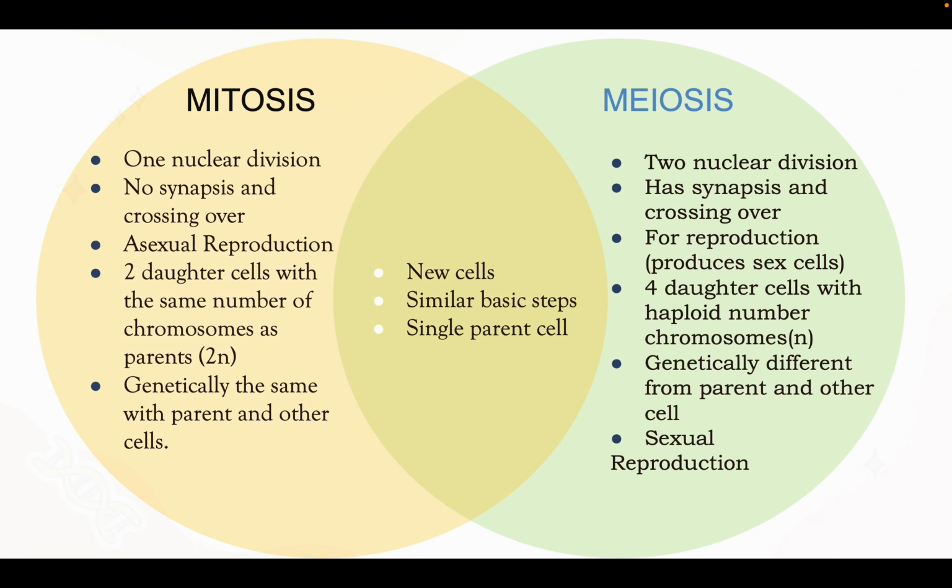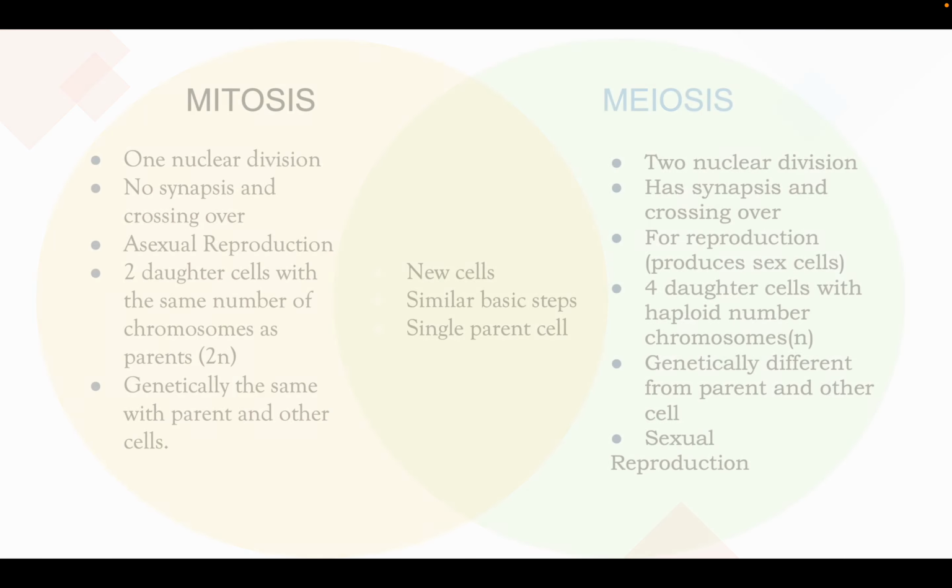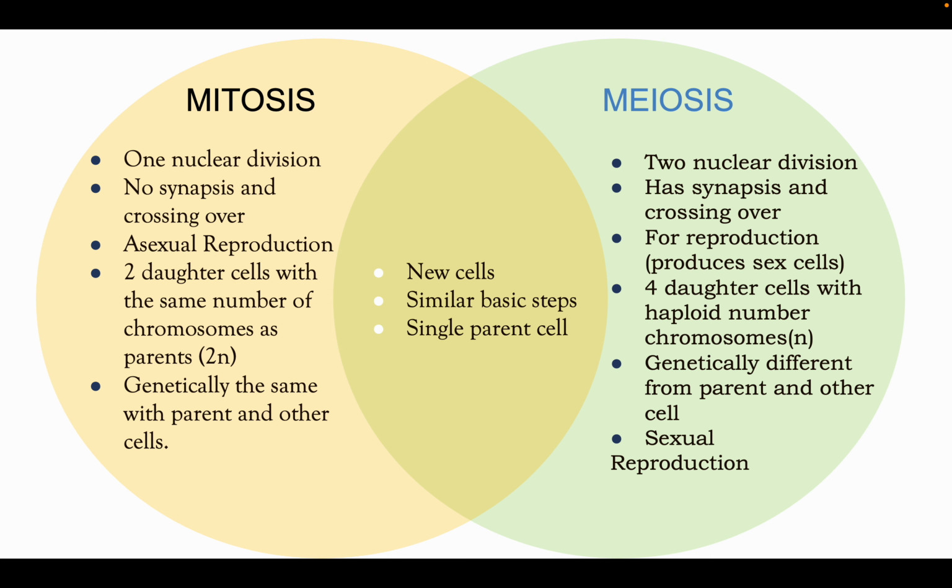So here, we can see a Venn diagram that compares mitosis and meiosis, the difference between them. Okay? So what is now the difference between mitosis and meiosis? Aside from the fact that mitosis produces 2 daughter cells, while meiosis produces 4 daughter cells.